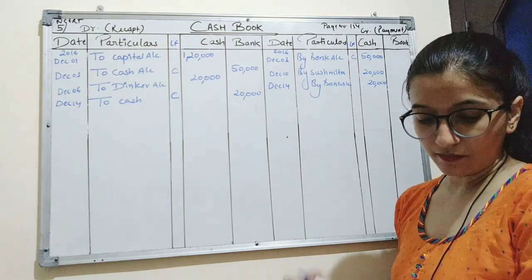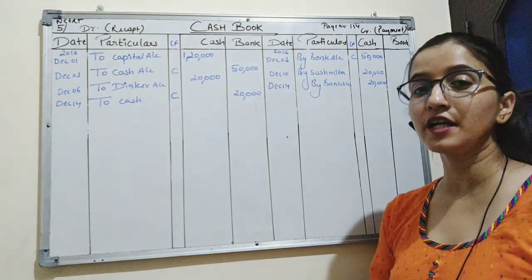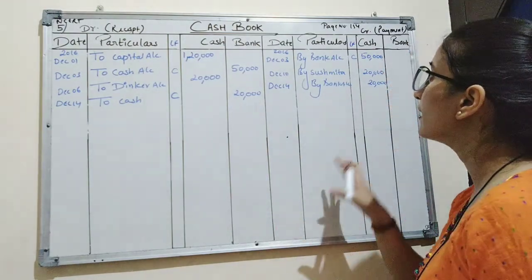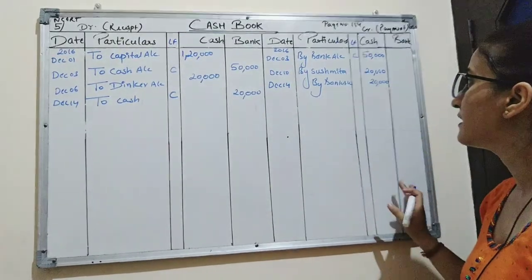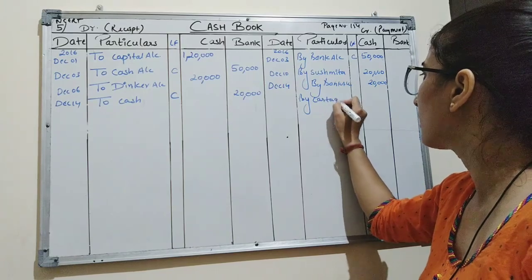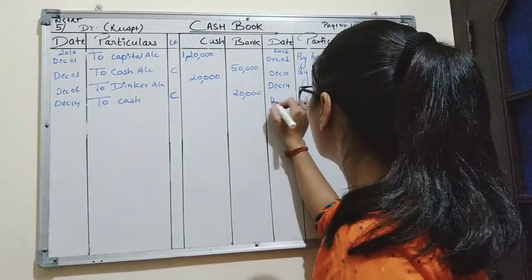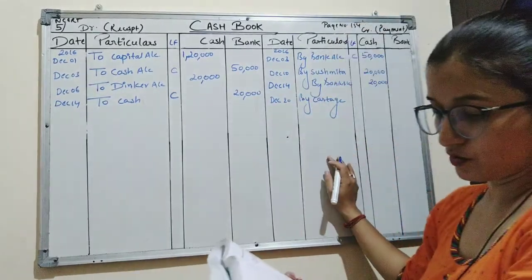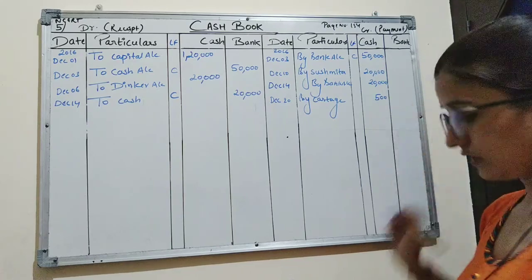On 20th December, transaction is cartage paid in cash. Now cartage is an expense. We have paid cartage in cash. So payment is recorded on credit side. So we will write it here as by cartage and date is 20 December. Amount will be 500 on cash column.